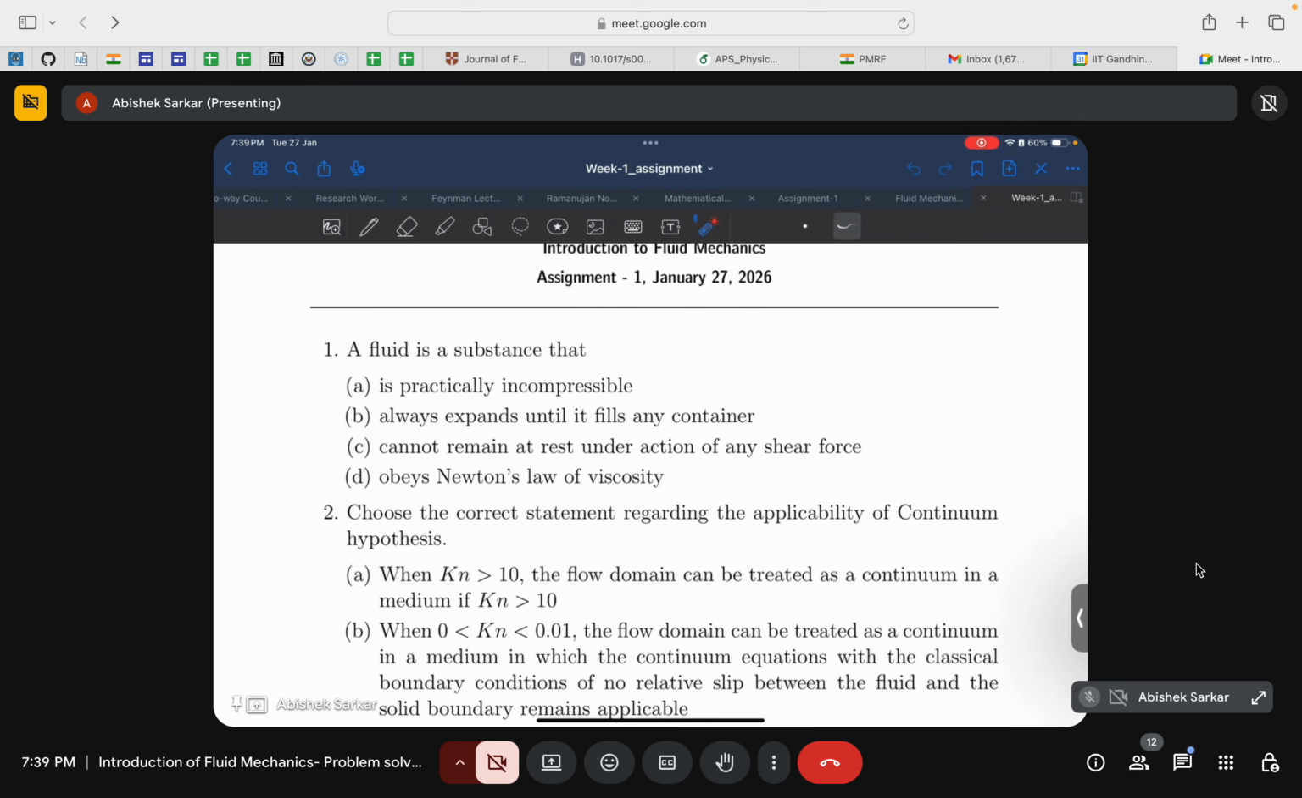I feel that in many cases, all these definitions will fit quite perfectly for the definition of fluid. But as I mentioned, what would be the most apt option for the first question? You can write in the comments. Okay, Patrice says D, obeys Newton's law of viscosity. Any other opinions or answers, or should we stay with D?